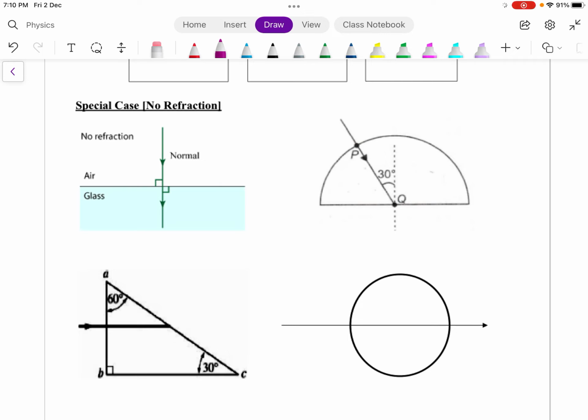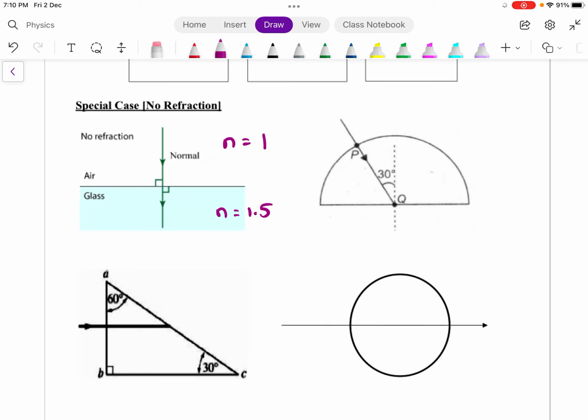So for example, looking at the first diagram, from air to glass, you notice that the light never bends, although I travel from air, whose refractive index is roughly 1, to glass, which is roughly 1.5. This is because the light enters perpendicularly into the glass. So in this particular context, there shouldn't be any refraction.